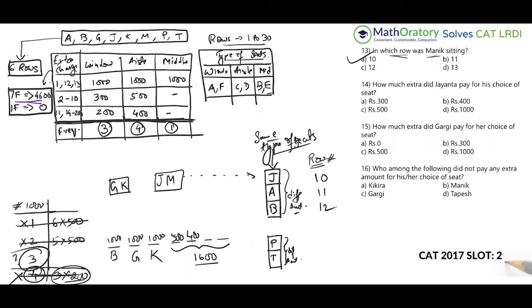So let me just take out the same type of seat that is written, and let me write aisle seat here. So these three are sitting on aisle seat.